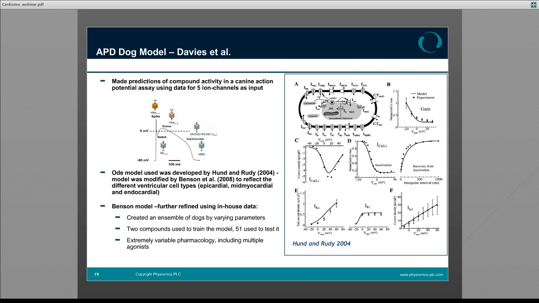So this was an ODE model that was originally developed by Hund and Rudy, and then it was further modified by Benson in 2008 to reflect the different ventricular cell types: the epicardial, midmyocardial, and endocardial. This final Benson model was further refined by Davis et al. by trying to create an ensemble of dogs by varying certain parameters. Two compounds were used to train the model and 51 were used to test it. The amount of pharmacology explored with these compound sets was extremely variable, and we'll look later towards the end of the presentation at the degree of pharmacology that's been explored by these models.